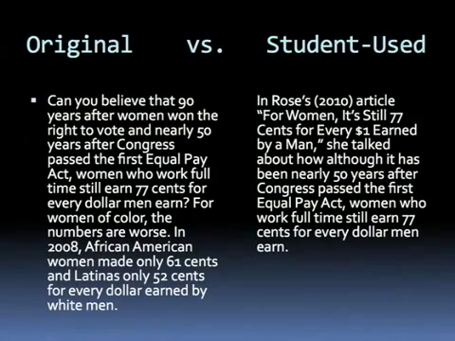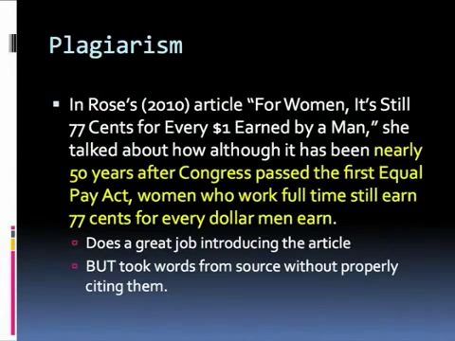Okay, so I already read you the original. And then the first student example was in Rose's 2010 article, "For Women, It's Still 77 cents for every $1 earned by a man." She talked about how although it has been nearly 50 years after Congress passed the first Equal Pay Act, women who work full-time still earn 77 cents for every dollar men earn. And what do you think? Do you think this is plagiaristic? Yeah. Let's look at why. What I've done here, I've said, okay, this is plagiarism. And I've put in yellow every part of this that makes it plagiaristic.